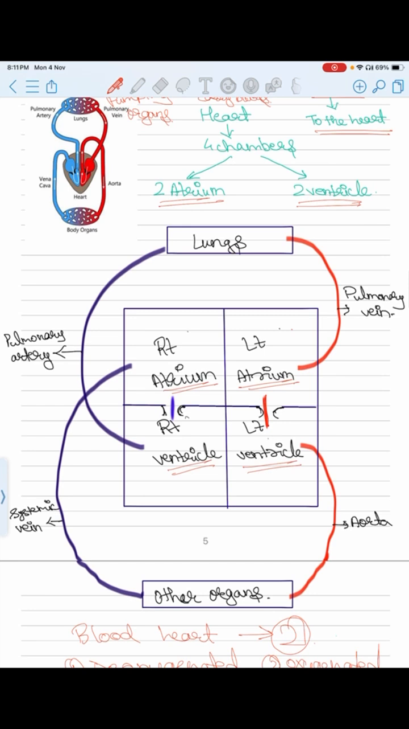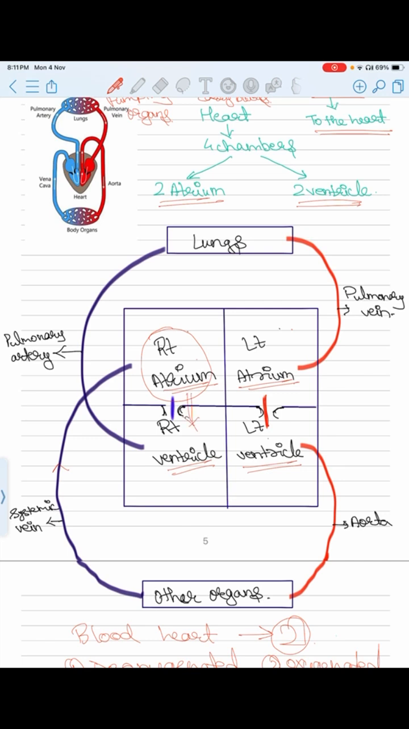Now, how is the blood carried? We will see from downwards to upwards. From all the organs, the deoxygenated blood is carried through the systemic veins. Just now we saw that whichever blood vessels carry the blood to the heart are the veins. So through the systemic veins, it is carried towards the right atrium. The right atrium is the first chamber which collects all the blood from other organs. Then, from the right atrium, the blood flows to the right ventricle.